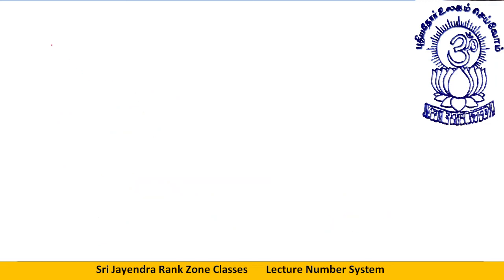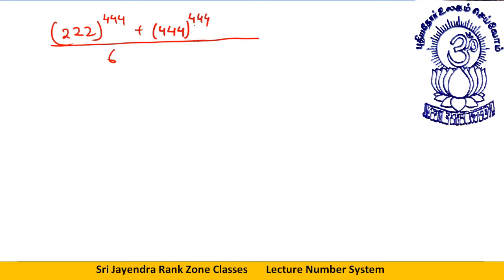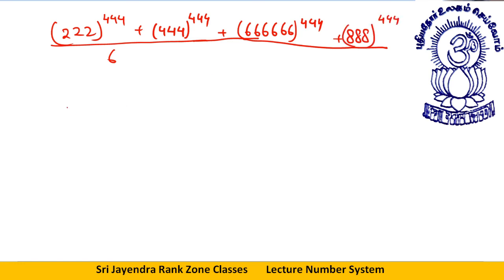The other beautiful thing is, suppose I say 222 raised to power 444 plus 444 raised to power 444 plus 666666 raised to power 444 plus 888 raised to the power 444. Find the remainder.